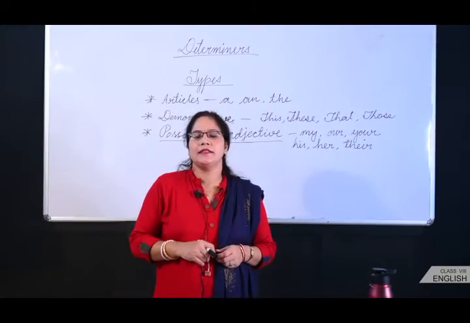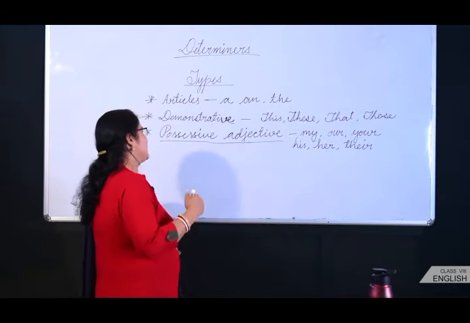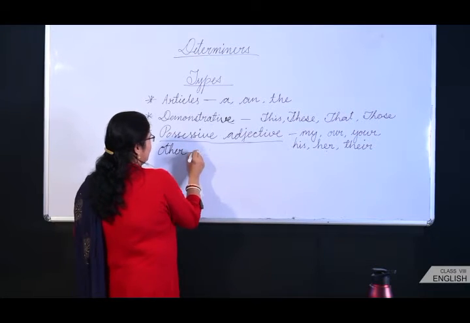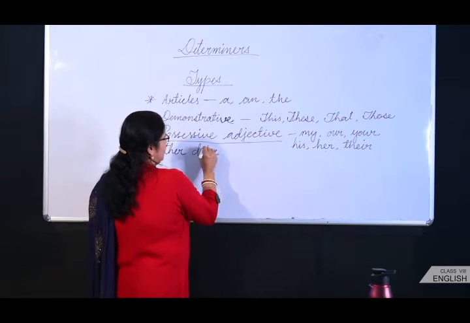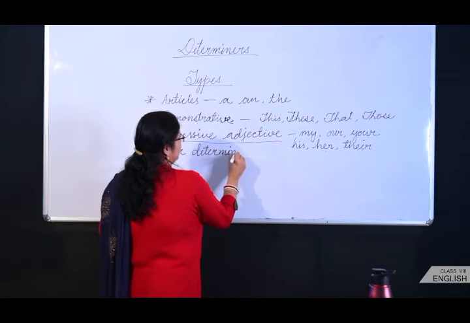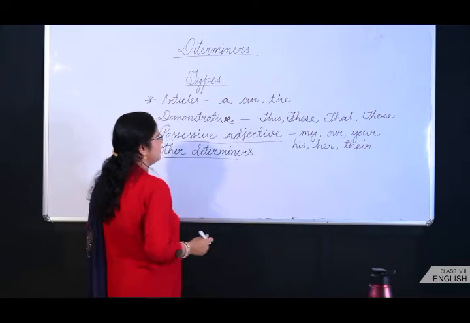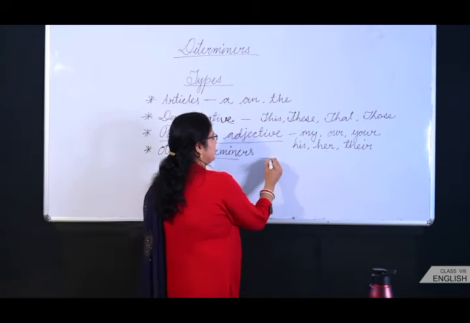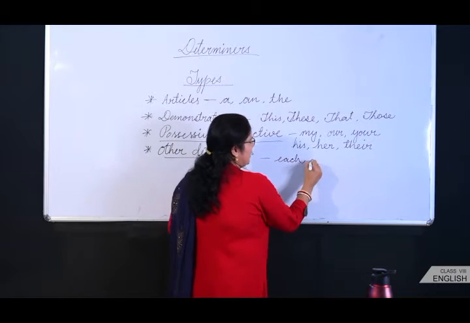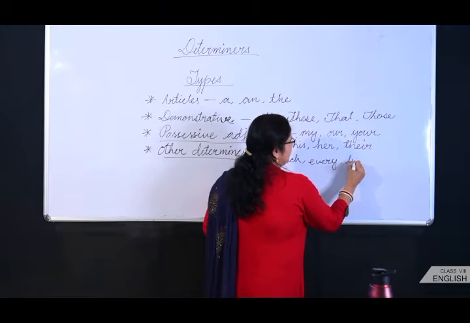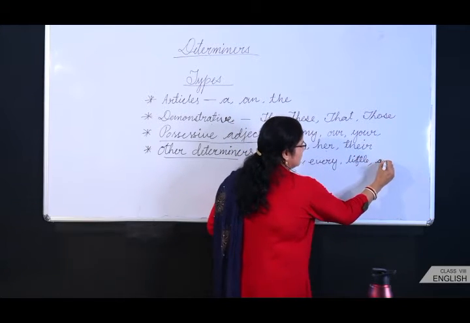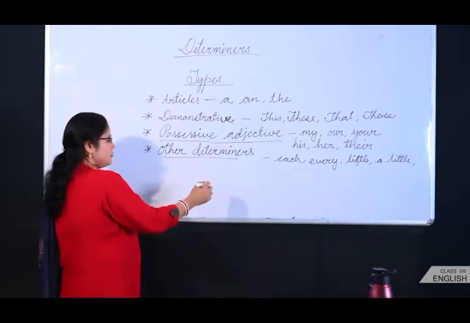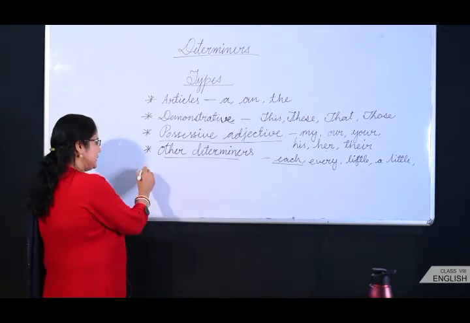Okay, let's learn about some other determiners. Some other determiners include distributives, quantifiers, like each, every, little, a little, the little, and many more. First, we will learn about each.